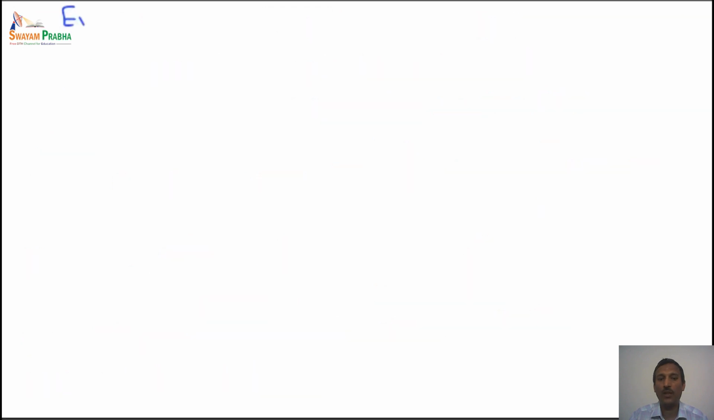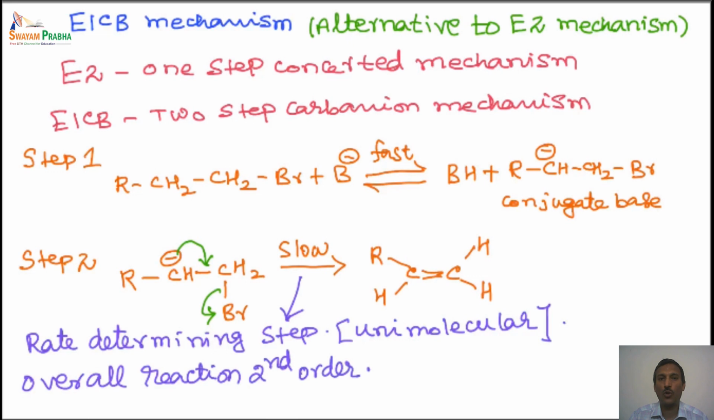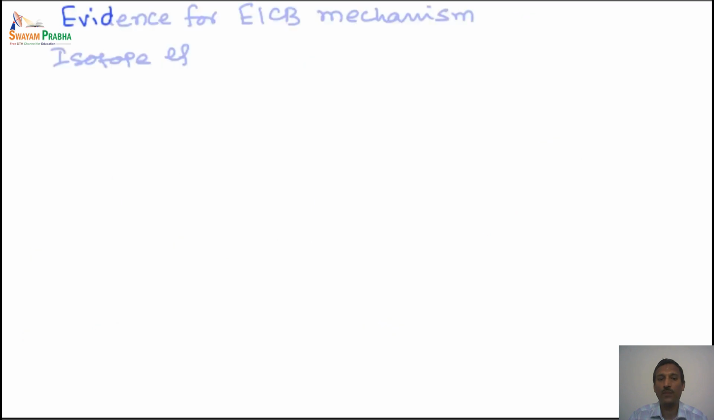In this particular case, the slow step is the rate determining step, that is, step 2 is the rate determining step. Although it is unimolecular, the overall reaction is second order. Let us see how we can say the overall reaction follows second order kinetics.